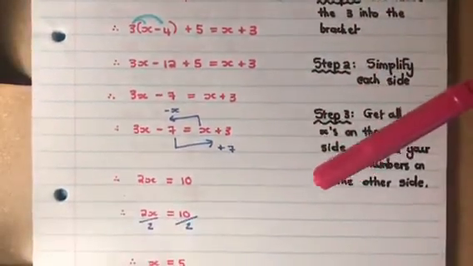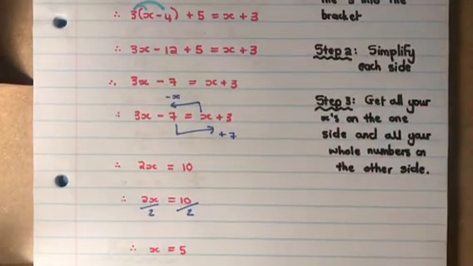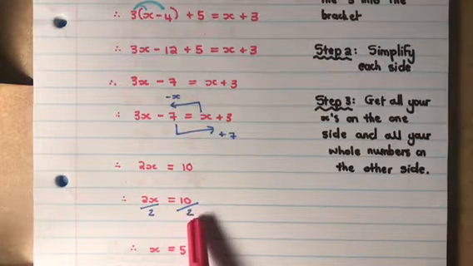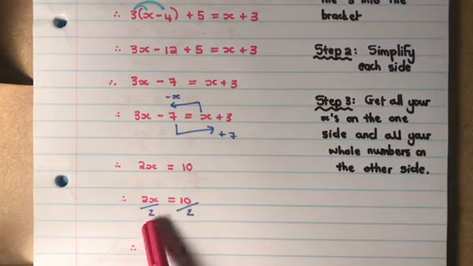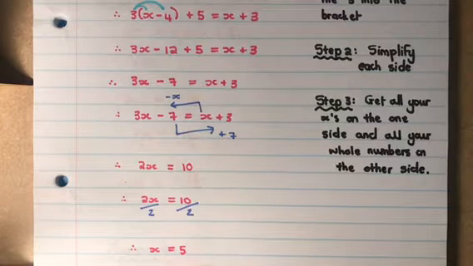Okay, what is happening to x? It's being multiplied by 2. What is the inverse of multiplying by 2? Dividing by 2. So you divide with 2 on the one side, divide with 2 on the other side. 2x divided by 2 just gives you x, and 10 divided by 2 gives you 5.